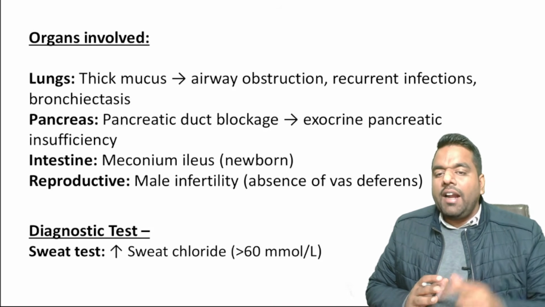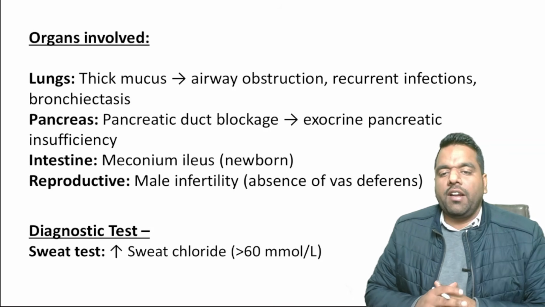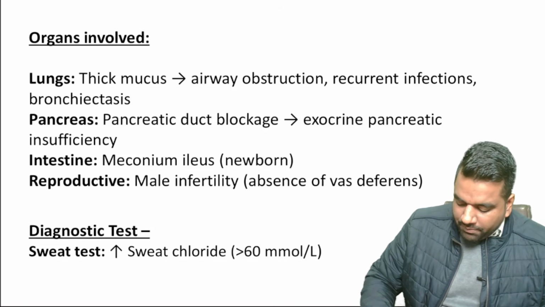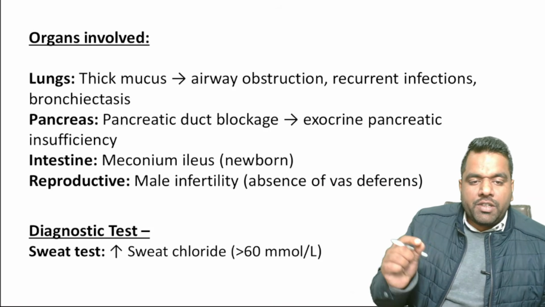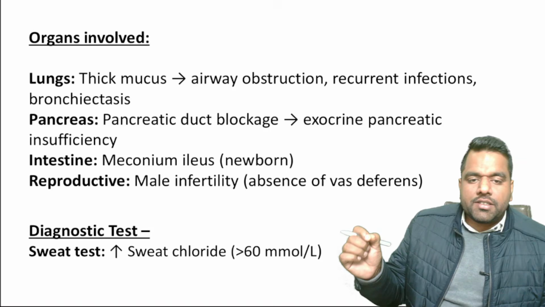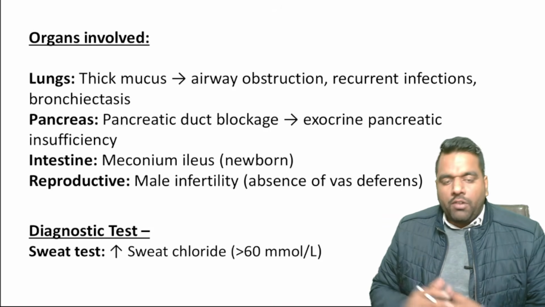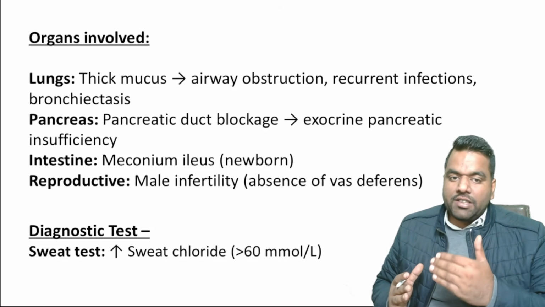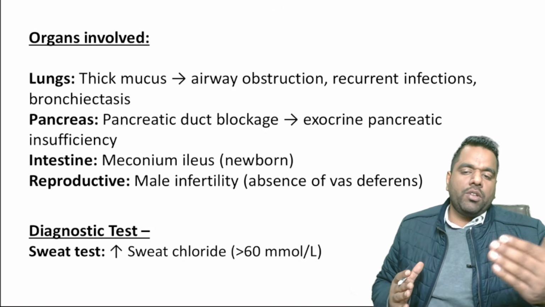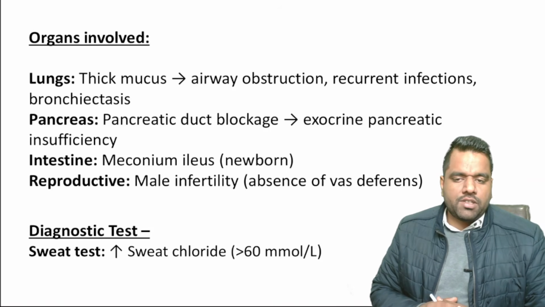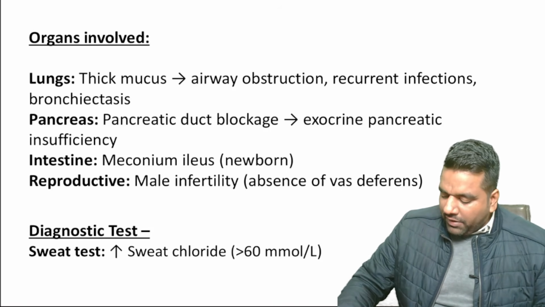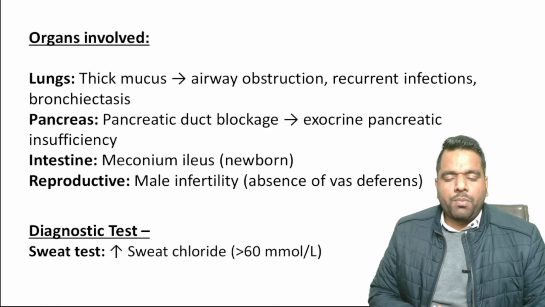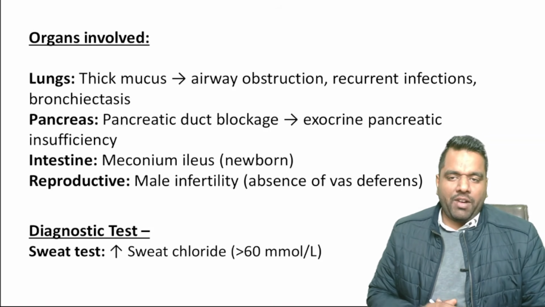which we call meconium ileus, and it also leads to male infertility in the reproductive system due to the absence of the vas deferens, right, guys? The vas deferens is a tube which takes the sperm from the epididymis into the urethra. The epididymis is the area where sperm always matures. So the vas deferens carries the mature sperm into the urethra. What is the diagnostic test for cystic fibrosis? That we call the sweat chloride test. So all of this you have to remember regarding cystic fibrosis.